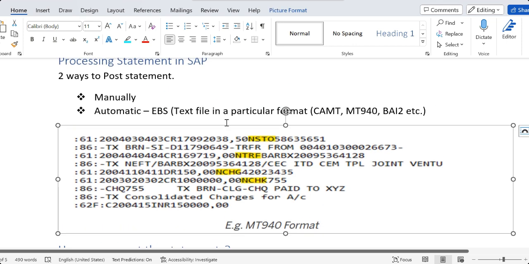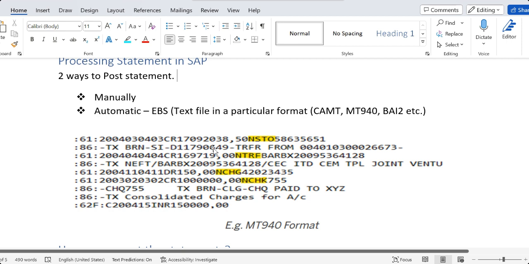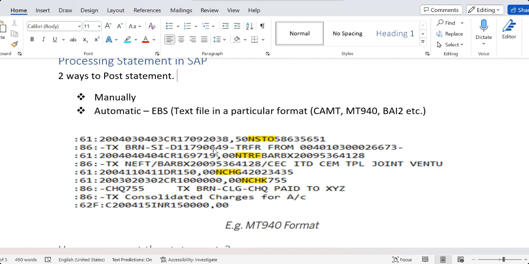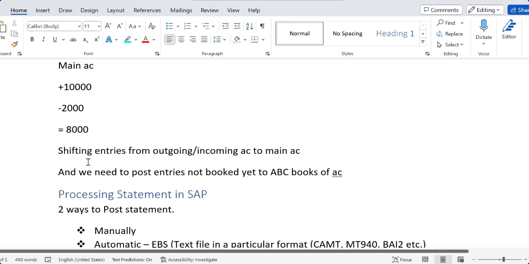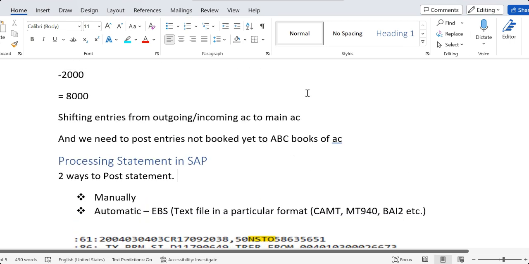And maybe if in real time we go to the bank and ask, okay, just give the statement, most probably they will give it in hard copy, right? And maybe they can also share a PDF file over email. But in businesses, we have a number of transactions, right? And we have to shift these entries from outgoing or incoming account to main account, right? And a lot of bank charges also we have to process.